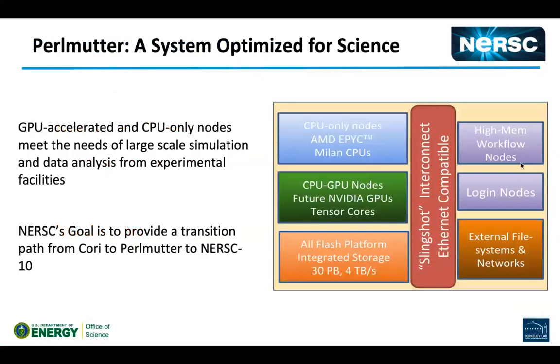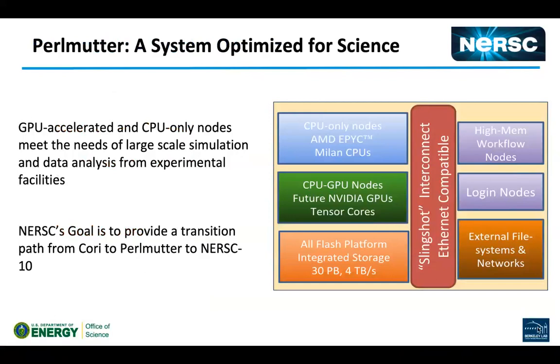And with Perlmutter, NERSC is continuing this progression towards exascale energy-efficient architectures. So we announced Perlmutter in the fall. It'll be the next system that will arrive at NERSC in 2020.